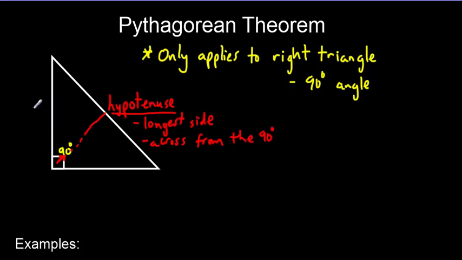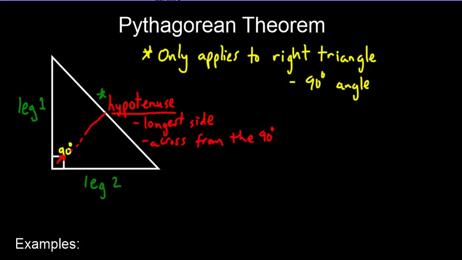So it doesn't matter which one is which. This is, let's say, leg 1, and this is leg 2. Okay, or this could have been leg 1 and this could have been leg 2. It really doesn't matter. These two will be interchangeable when working with Pythagorean theorem. The important one is the hypotenuse. Okay, as long as you recognize the longest side that's across from the 90, then the rest will be easy. Okay, so what is the Pythagorean theorem?